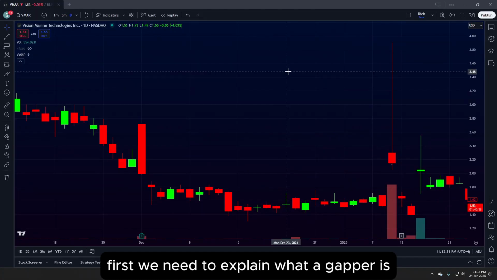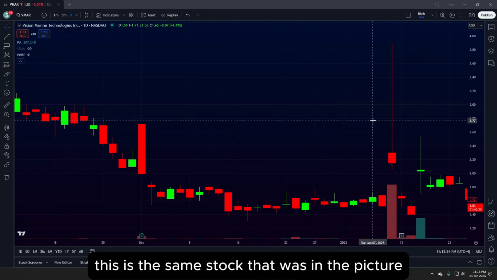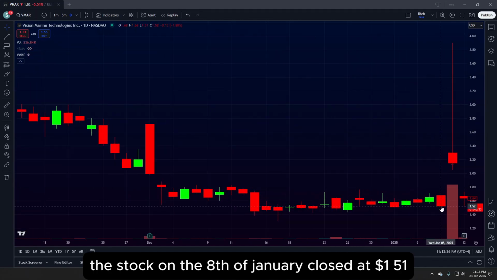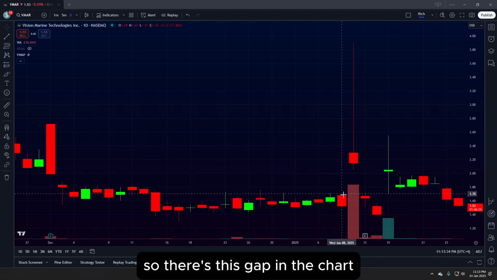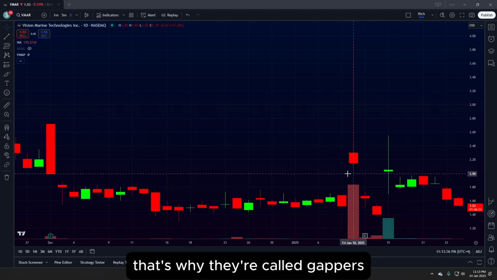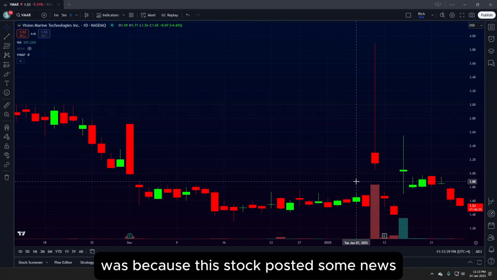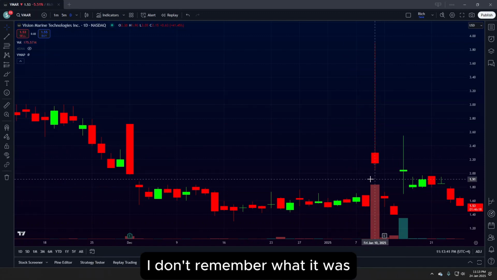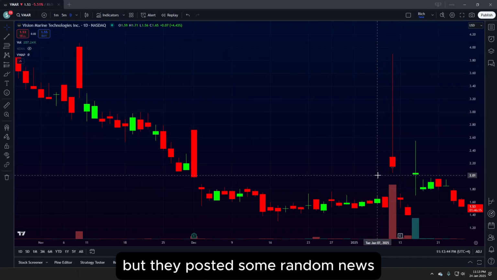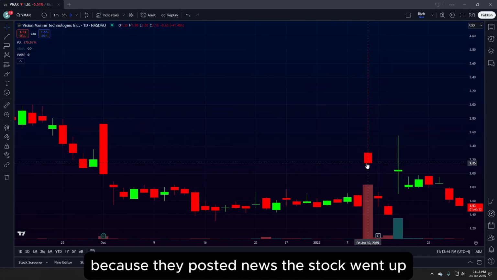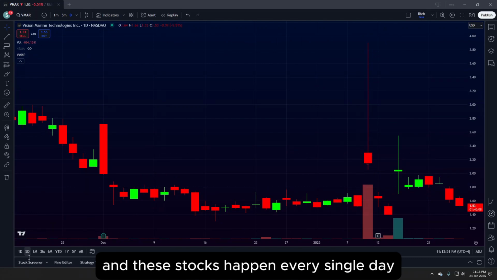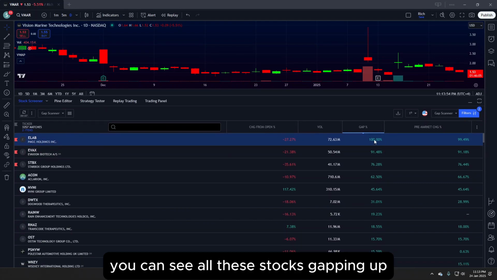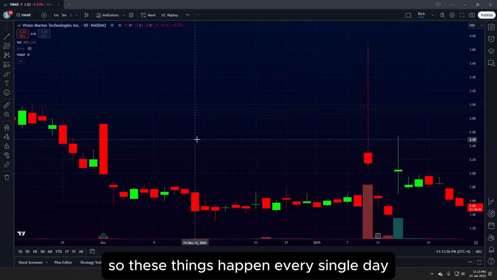First, we need to explain what a gapper is. This is the same stock that was in the picture. Now, you can see over here, on the 8th of January the stock closed at $1.51, and the next day it opened here at like $2.29. So there's this gap in the chart. That's why they're called gappers. The reason this big gap happened was because this stock posted some news. I don't remember what it was, but they posted some random news. Because they posted news, the stock went up. That's exactly what a gapper is. And these stocks happen every single day. Even if I look at the stock screener today, you can see all of these stocks gapping up. So these things happen every single day.